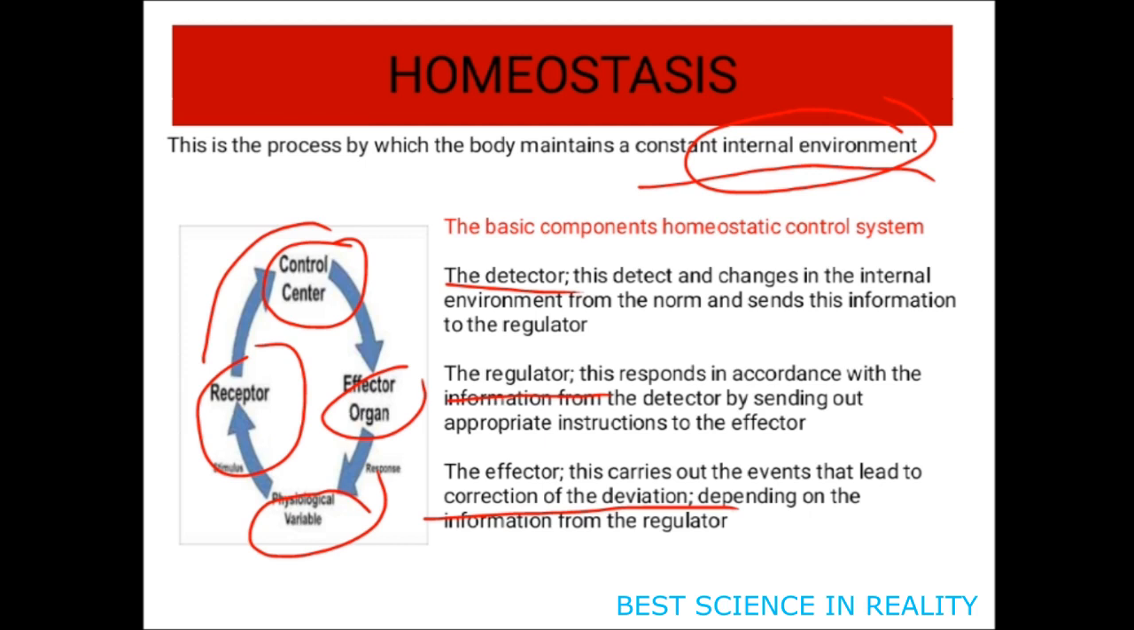Thereby we shall have shivering, jaw muscles contracting, and hair follicles falling onto the skin surface. We shall have very many changes, and all those make up what we call the homeostatic system. So in brief, the components of the homeostatic system are three: the receptors, the control center, or what we call the regulator, and the effectors.